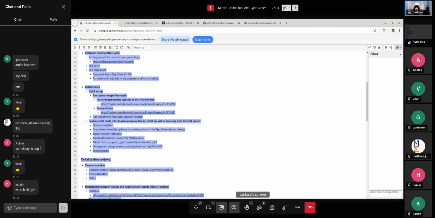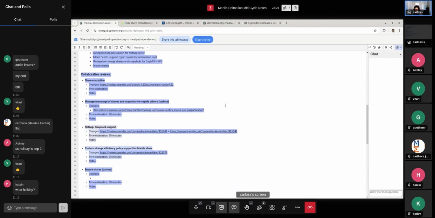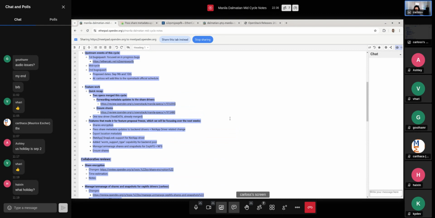The next one is ensure shares. The spec is being merged and the code is being worked on. CI testing is going to be difficult, and I'll be talking about that later on. But yes, we will have time to discuss CI testing and so on.